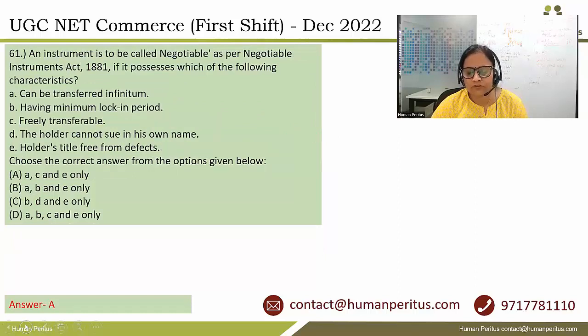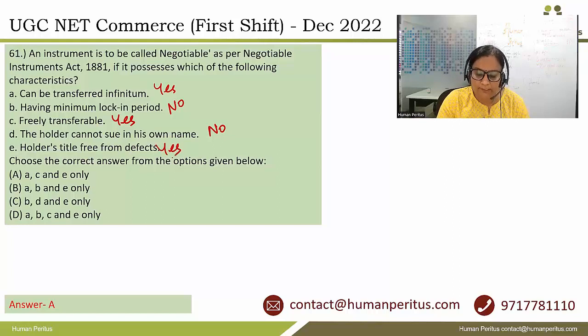Okay, an instrument is to be called negotiable as per Negotiable Instruments Act 1881 if it possesses which of the following characteristics? So we have to simply find out the characteristics of the negotiable instrument. Yes, it can be transferred ad infinitum, any number of times. Having minimum lock-in period? There is no minimum lock-in period requirement as far as negotiable instrument is concerned. Yes, they are freely transferable. The holder cannot sue in his own name? No. So this option is not correct. Holder can sue in his own name, and holder's title is free from defects, right? So accordingly, the correct option is A, C, and E, which is reflected by option A.